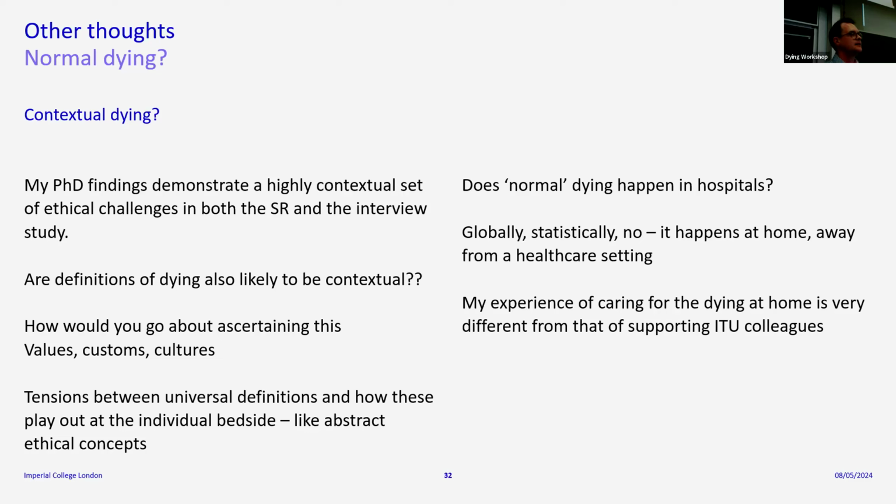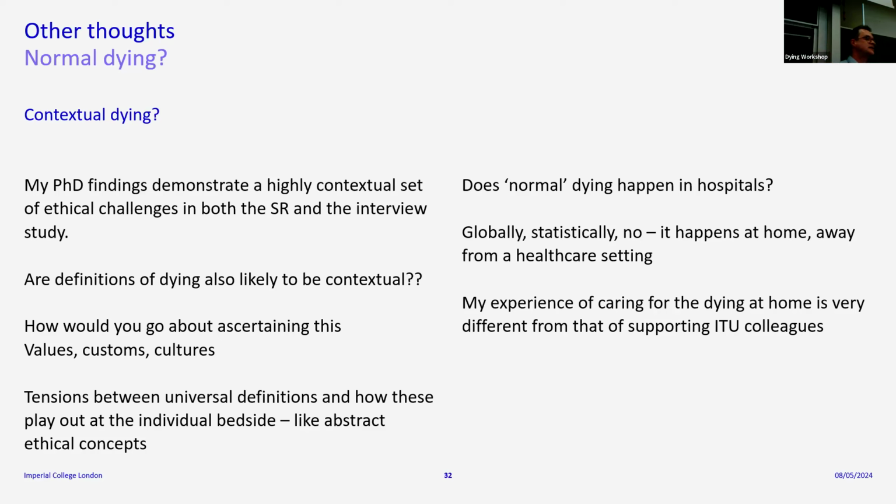Is dying likely to be the same? A definition of dying likely needs to have that element to it, I wonder. And part of that is the ITU deaths. We were talking about this, setting off the NORAD and dying very quickly. That's a very different kind of dying to me than dying that happens outside of hospitals. So the dying that we see in palliative care when we're looking after people at home is different to the dying in general that I see in hospitals, and particularly different to the dying I see in an acute setting or an ITU.